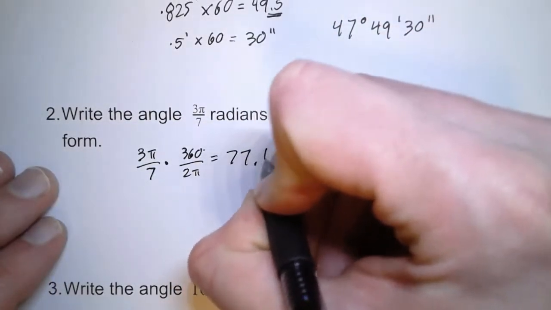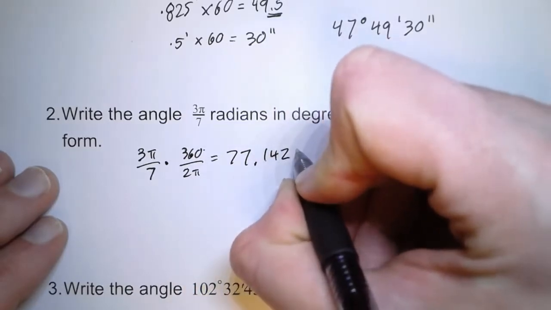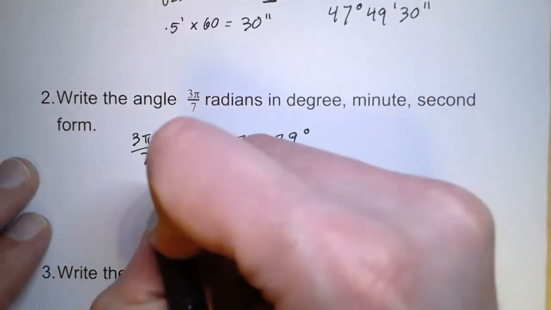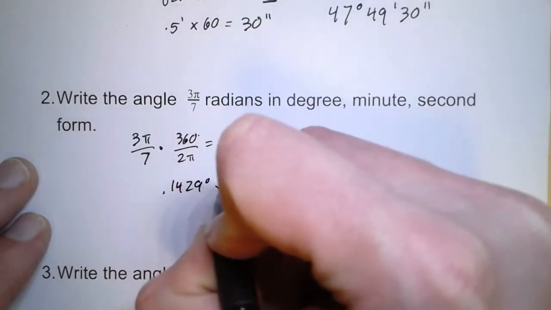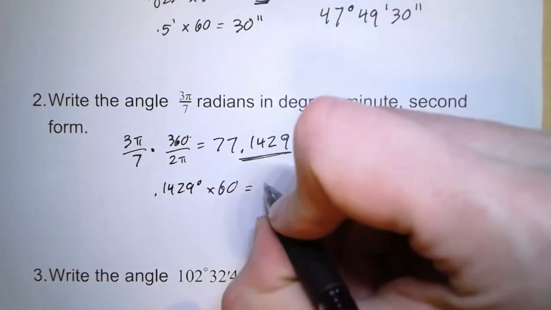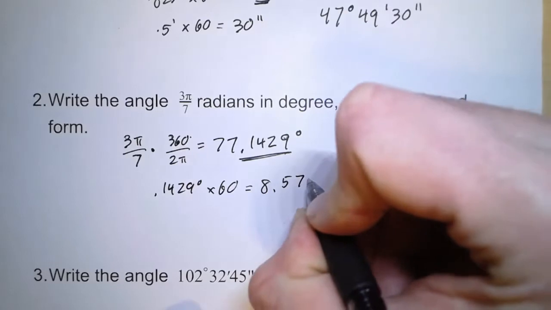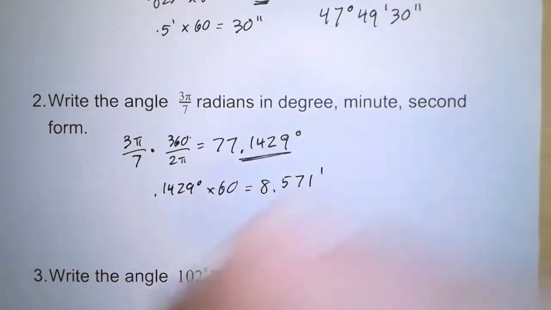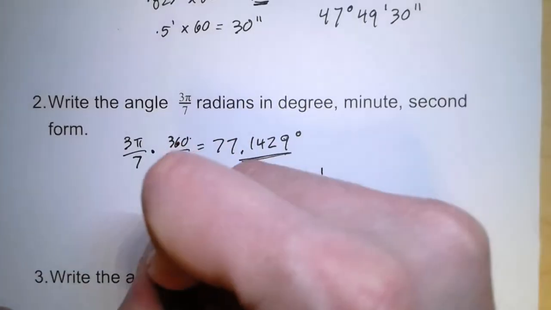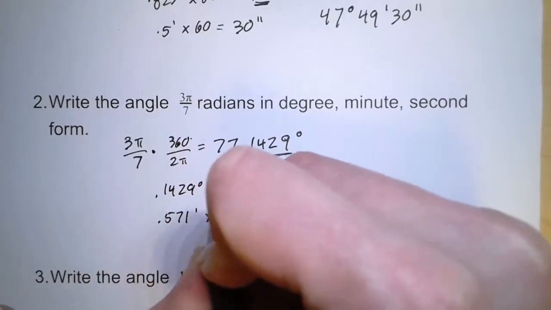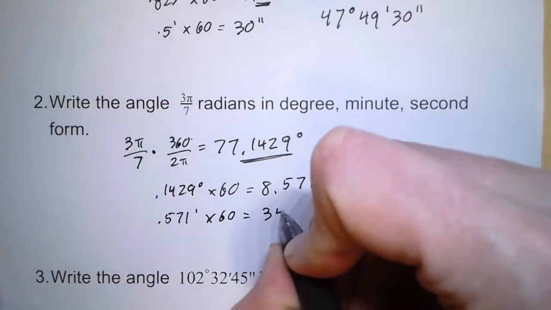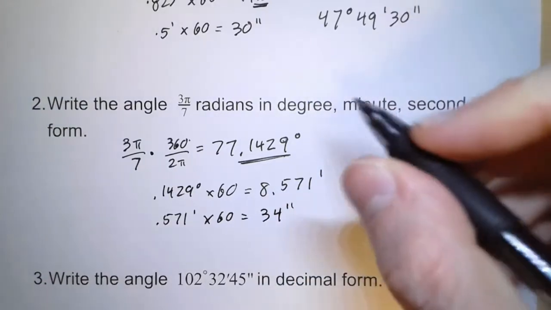So we have 77.1429 degrees. So we'll take that, the 0.1429 degrees, and we multiply by 60. And that gives us 8.571 minutes. And then we take the 0.571 minutes and we'll multiply by 60 again, and that's going to give us the number of seconds. And at this point, we pretty much just have to round off to the nearest second. And so that's going to be 34 seconds.